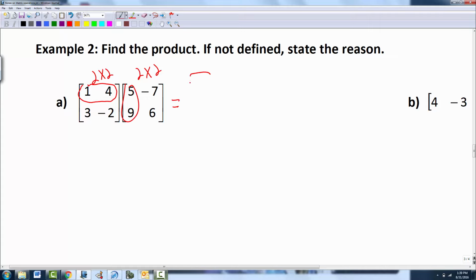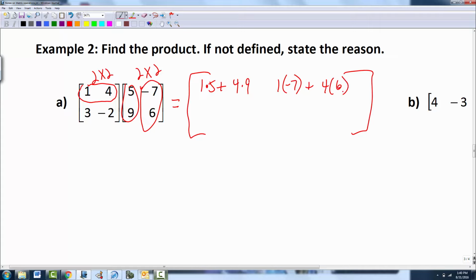Tell me, who does 1 get multiplied by? Then what do I do? Well, what do I do with 4 times 9 and 1 times 5? Plus. Next one. 5. What do I do next? Nope. Good. 1 times negative 7, I'll put in parenthesis form. Plus, right? Good. Just want to make sure.